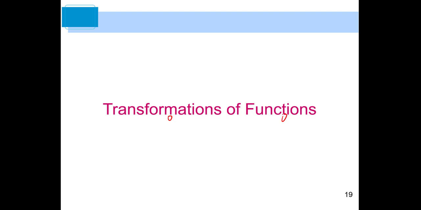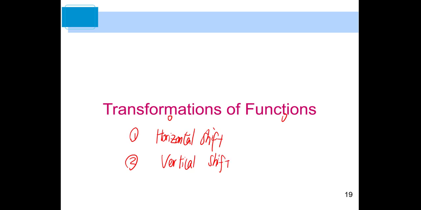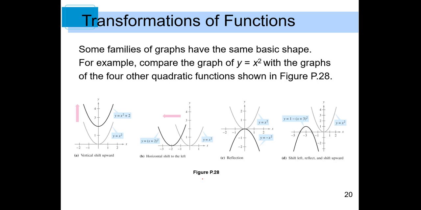And let's take a look at transformations of the functions. Basically it's shifting up, down, left, right, and also reflections: horizontal shift, second one is vertical shift, and the third one is reflection. So let's take a look at some of the examples here. Start with the function y equal x squared, which is one of the 8 basic functions.